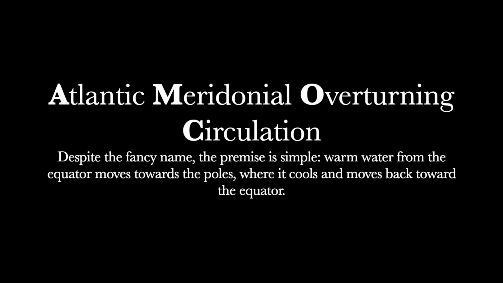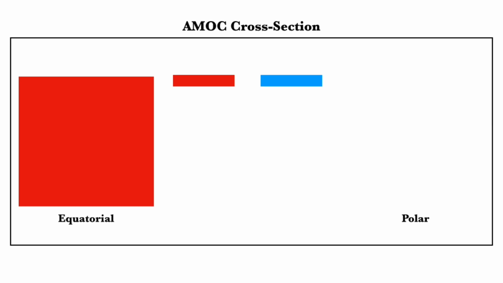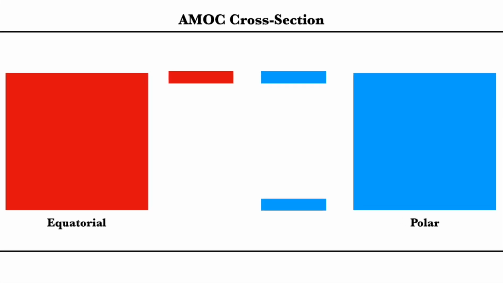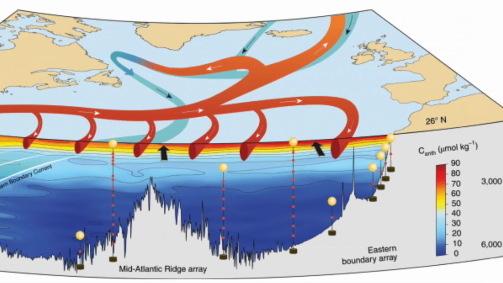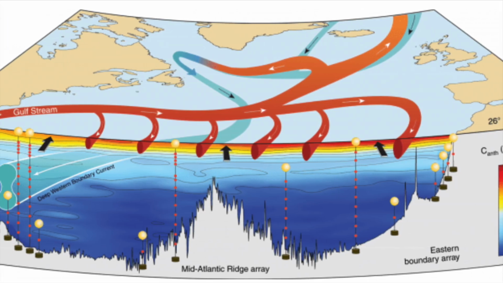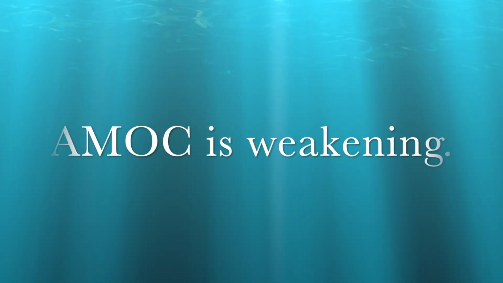Here, warm water from the equator first moves up towards the poles until it becomes colder and more salty, therefore sinking, and then moving back towards the equator. The actual process is a bit more complicated, but the principle is the same. Now, due to recent changes in Earth's climate, AMOC has been weakening.